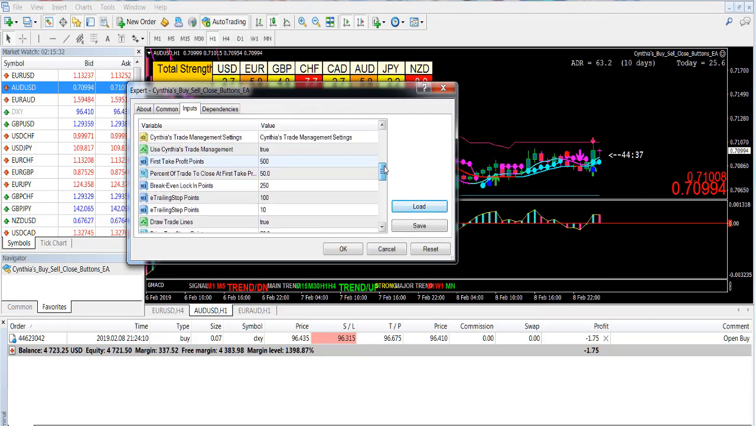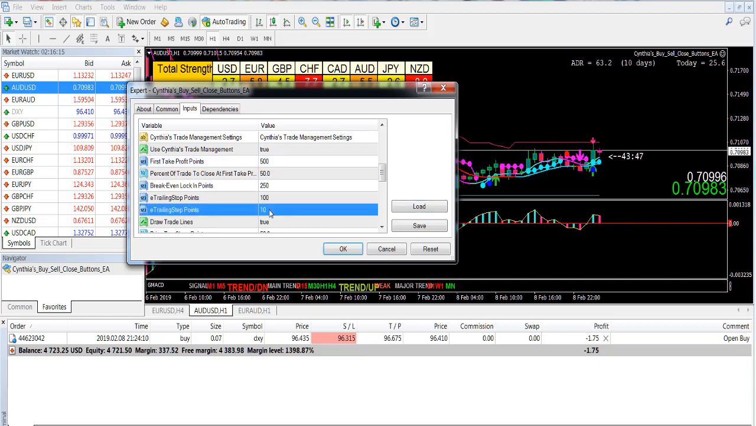So now day trade 2, the first take profit points is 50 pips. Again, the percent of trade that is going to close at first take profit is 50%. So when price moves 50 points in your direction, it's going to book half of your lot size and then bring your stop loss up to break even plus 25 pips. Then it's going to trail the price 10 pips behind the price, and every time it moves 10 pips it's going to move your trailing stop 1 pip more, so that you've locked in 1 more pip.